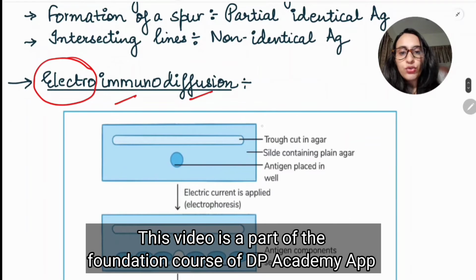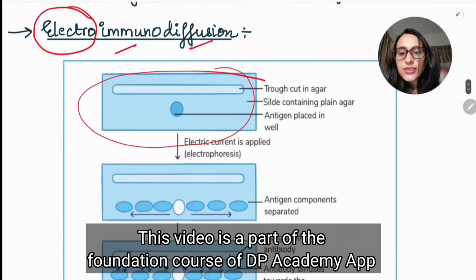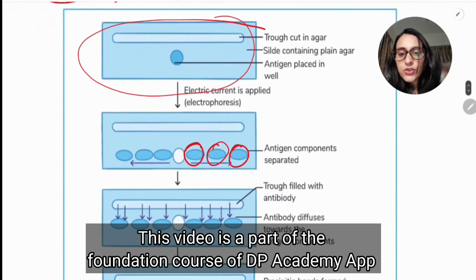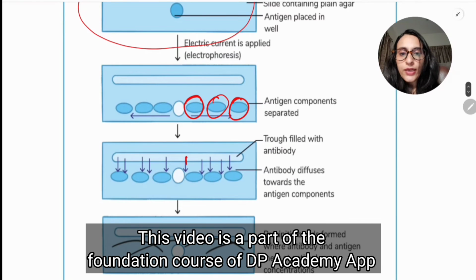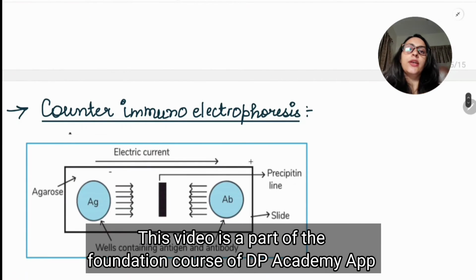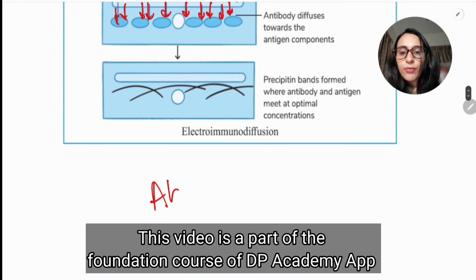So here antibody is added to the agar plate and antigen is added to the wells. Then you pass the electric current. Once you pass the electric current, it will quickly show the reaction. So it is a faster method. So current is passed only on the slide, guys, and only the antibody moves in one direction. So here antibody moves, not the antigen. Here the antibody moves. So this is electro-immunodiffusion. We have come up with a faster way in which both the antigen and antibody move.